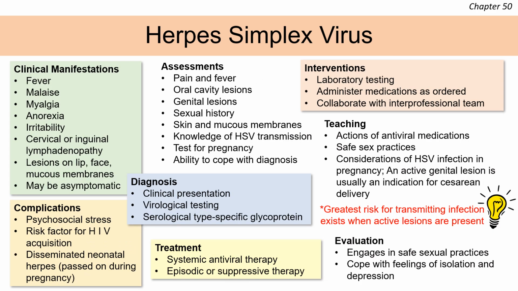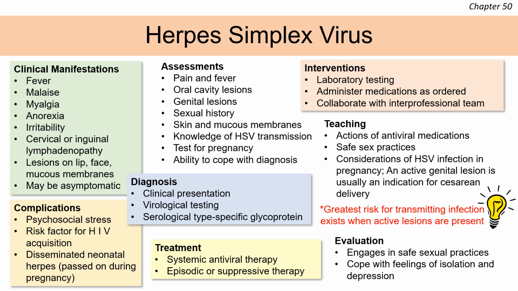So HSV is often asymptomatic unless there is an active exacerbation. But if there are signs and symptoms, it would be fever, malaise, myalgia, which is muscle pain, anorexia, irritability, lymphadenopathy, which is swollen lymph nodes, and lesions on the lip, face, and mucous membranes. Again, it could be asymptomatic.